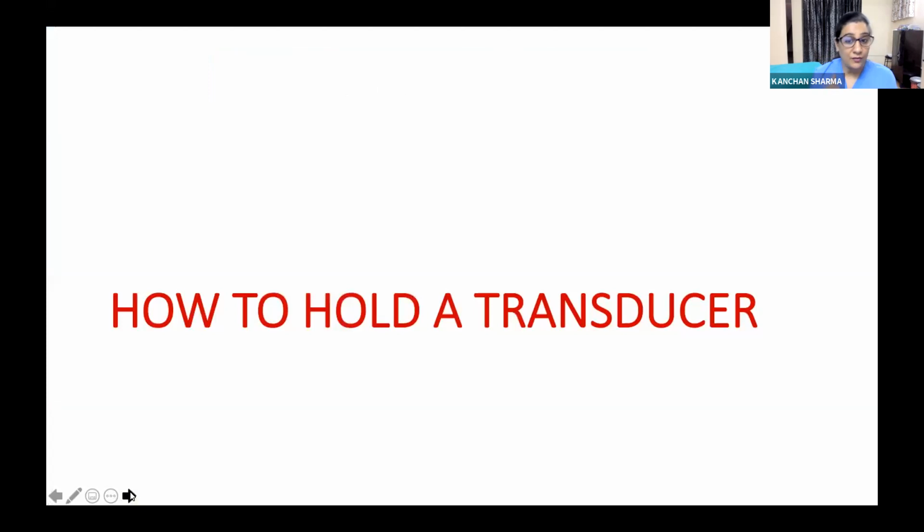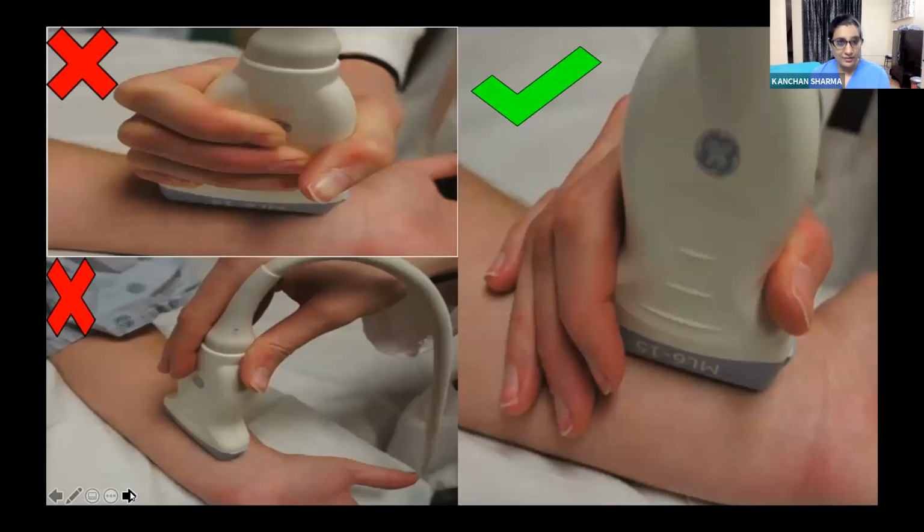Okay. So now we have switched on the machine and selected a transducer. How are you supposed to hold it? That is the third step. Always try to hold it in this way, with your thumb and these two fingers. These two fingers should be resting on the patient so that you can have a good grip of it.